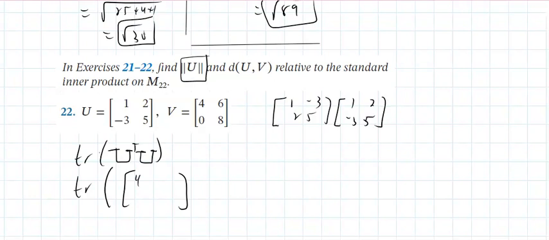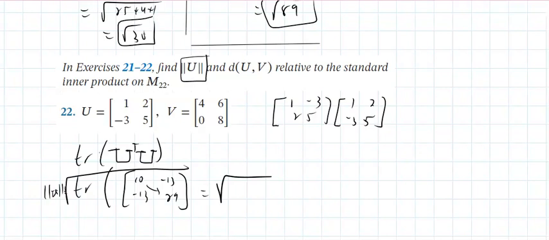Okay, sorry about that. I think I saw that. So what is that? 1 plus 9, that's a 10. And that is 2 minus 15, that's negative 13. And that will be 2 minus 15, negative 13. And that will be 4 plus 25, 29. So the trace will be simply, you're looking for the magnitude. And that is the square root of 39. So that's how we do it with matrices, right?